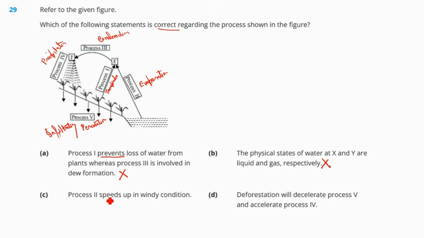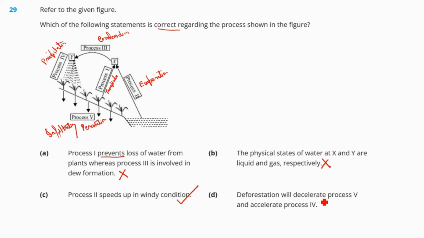Option C says process 2 speeds up in windy condition. Process 2 is evaporation. Yes, it speeds up in windy condition. This is correct. Evaporation increases during windy condition.